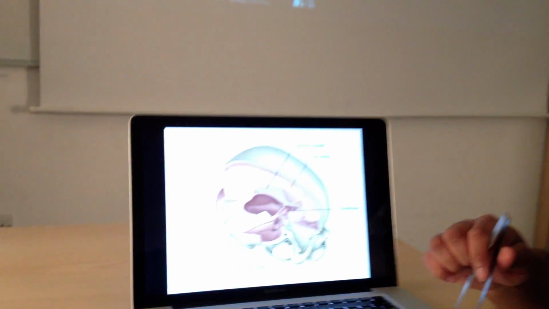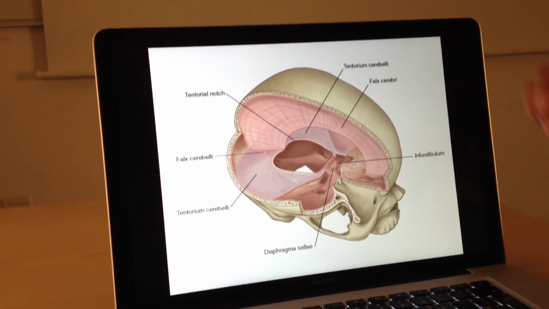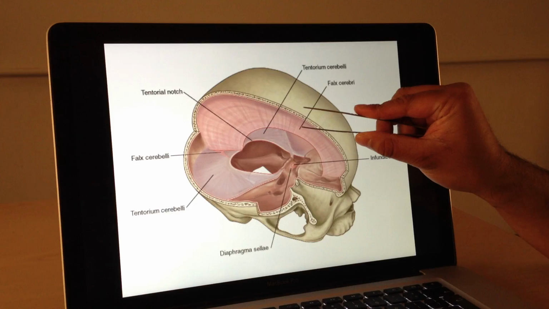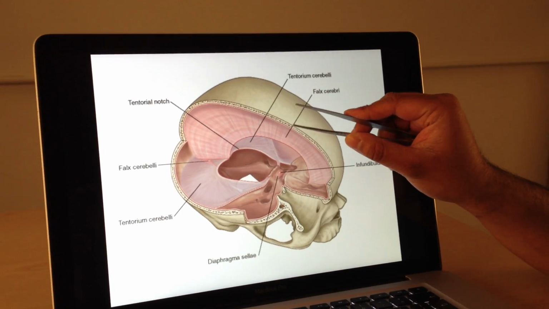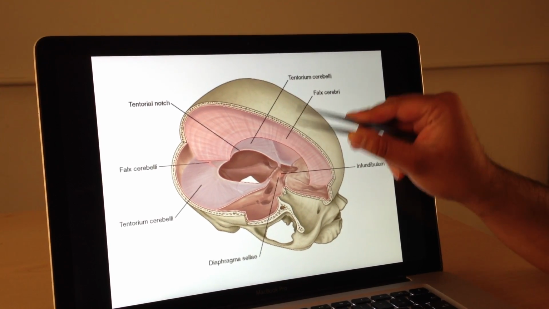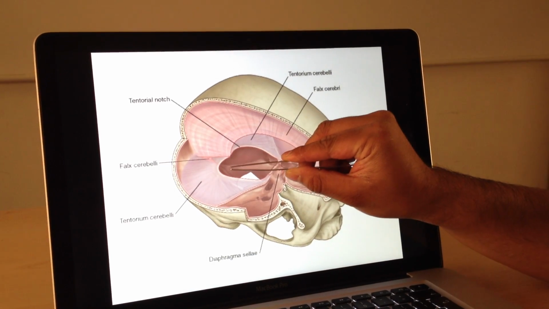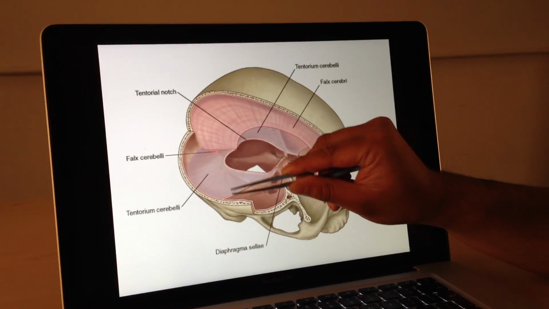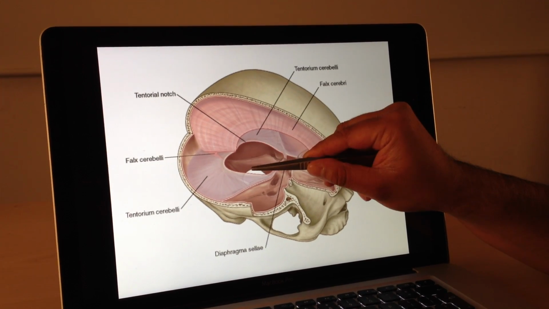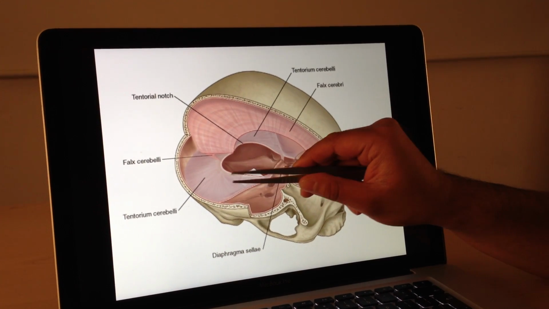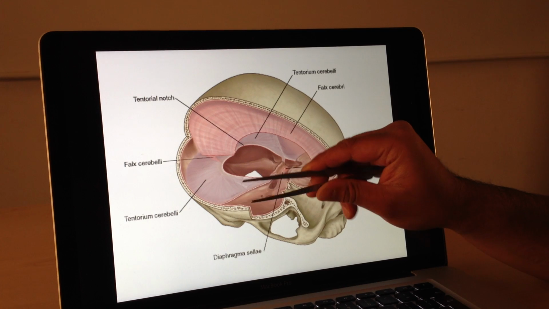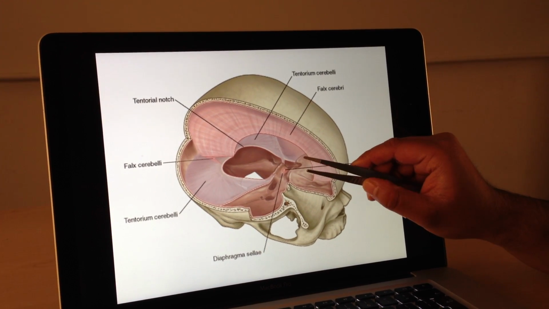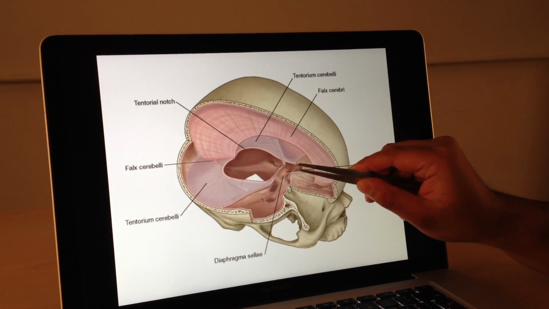So let's just make sure that we've got things clear. There are several dural partitions in the head and neck, and you'll probably be familiar with these. This is the falx cerebri, which is dividing the cerebral hemispheres, and it continues down here as the falx cerebelli to divide the cerebellar hemispheres. And between the cerebrum and cerebellum, we've got the tentorium cerebelli. The only other one that we need to know about, covering the cavernous sinus, is the diaphragma sellae. So that's across there.